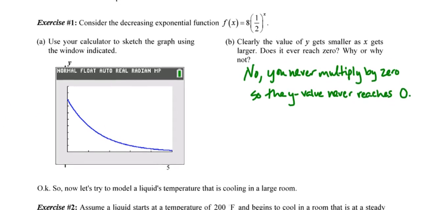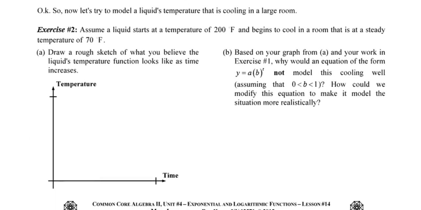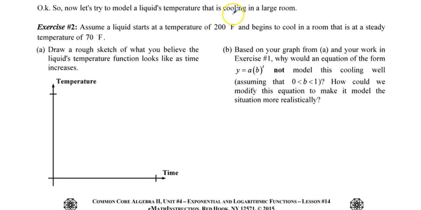So let's apply this idea. We're familiar with this graph. Now let's apply it to a temperature of a liquid cooling in a large room. So something pretty common. You warm up a cup of water, maybe you're going to make some tea, hot chocolate, coffee. Put it in a room that has a steady temperature of 70 degrees. Pretty common room temperature. And let's assume that the liquid starts at 200 degrees. Keep in mind, boiling is 212, so this is just below boiling water.